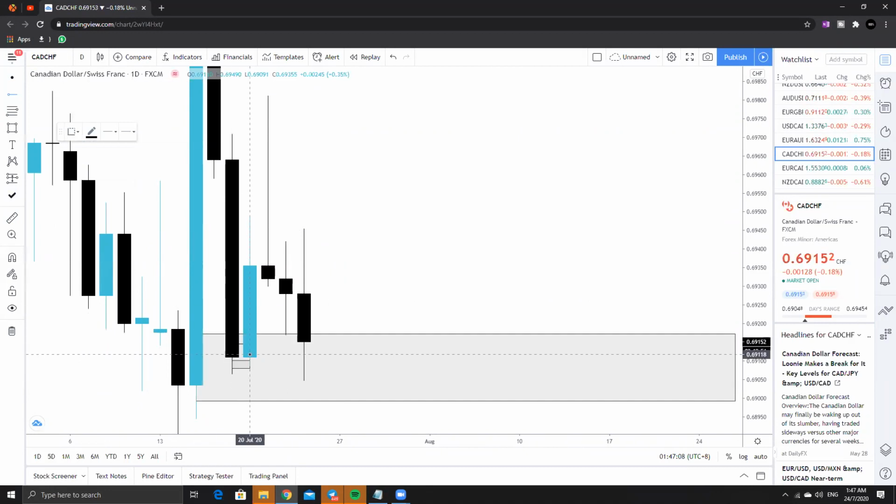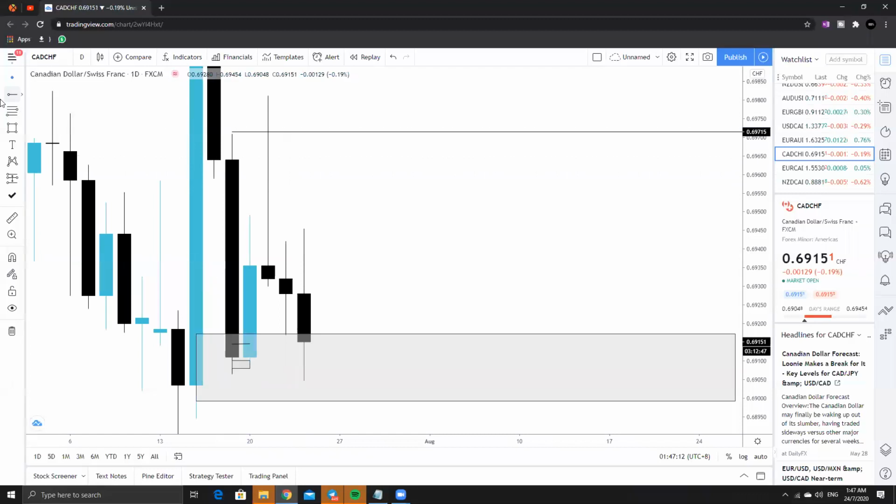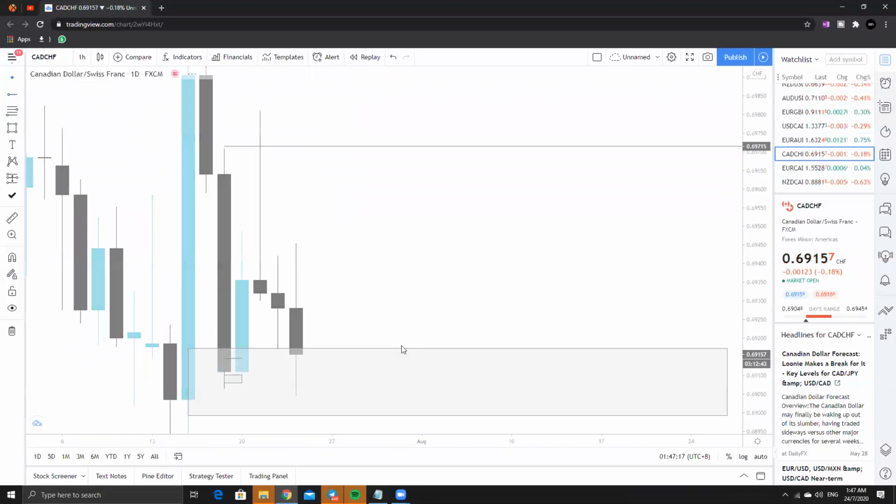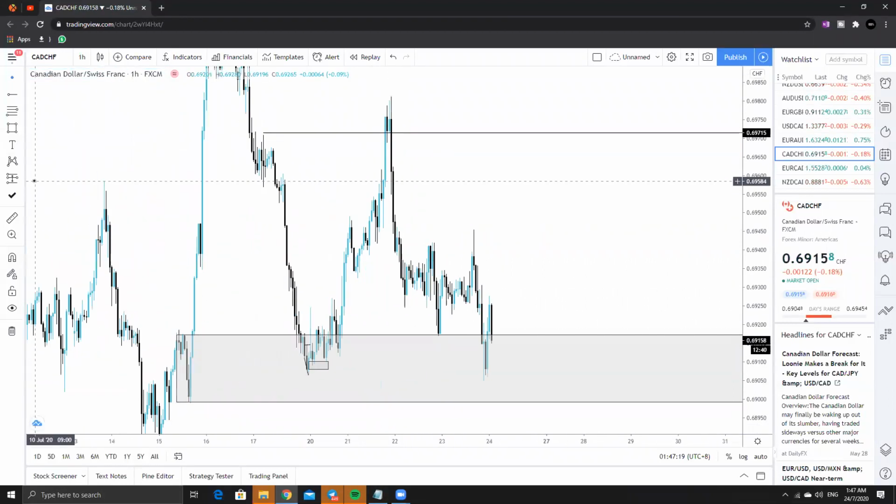So this was the day I took the trade. Price went up, whatever, boom. Shoots up, takes the previous daily high. See that? Previous daily high, right? So this trade, if you're talking RR, 1 minute left.